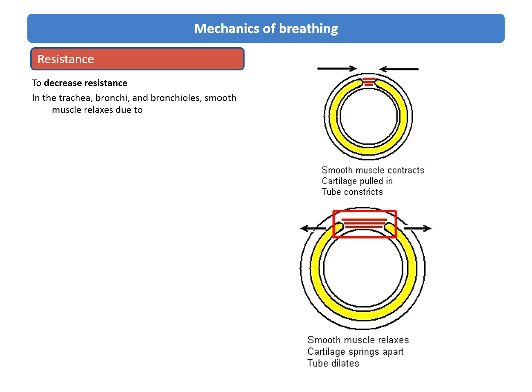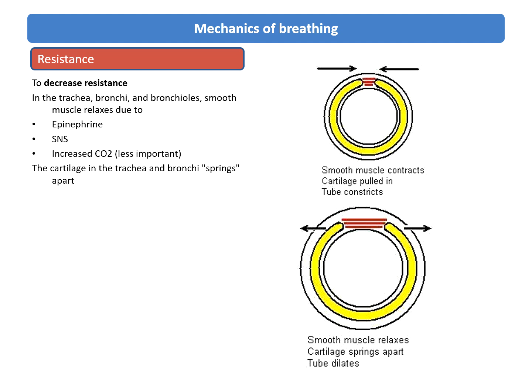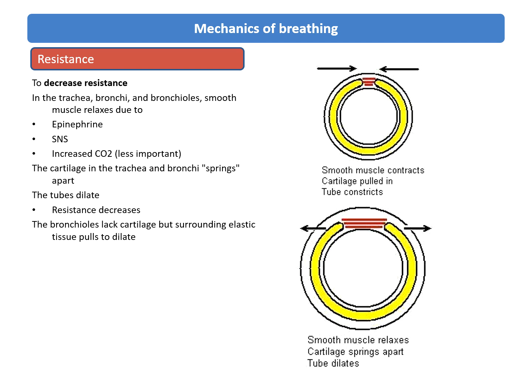To decrease resistance, the trachea, bronchi, and bronchioles smooth muscle relaxes. Factors causing that would be epinephrine, sympathetic nervous system, and increased carbon dioxide. In both cases, the role of carbon dioxide is less important. Cartilage of the trachea, when the muscles relax, spring apart. The tubes dilate and resistance decreases. The bronchioles lack cartilage, but surrounding elastic tissue pulls it to dilate them.